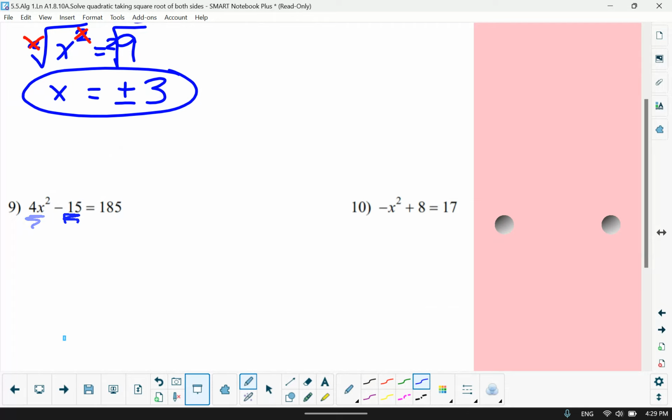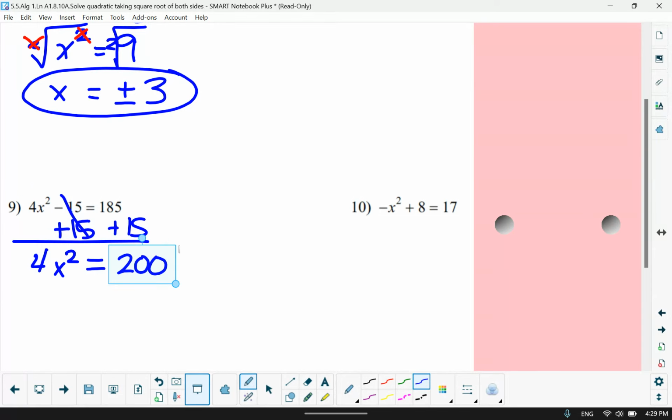So let's eliminate that negative 15 by adding 15. Being fair to both sides would keep them equivalent. 15 minus 15 cancels out, leaving us with 4 sets of x squared equaling 200. At this point, I'm going to undo or eliminate the multiply with divide. 4/4 gives me 1 whole set of x squared, and 200/4 is 50.